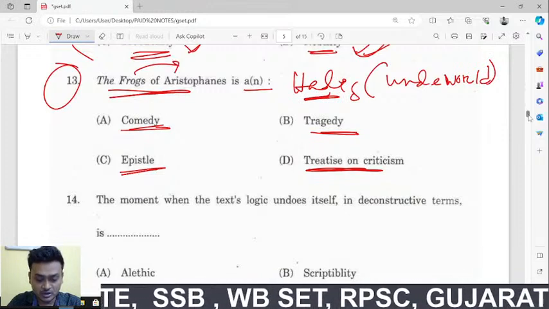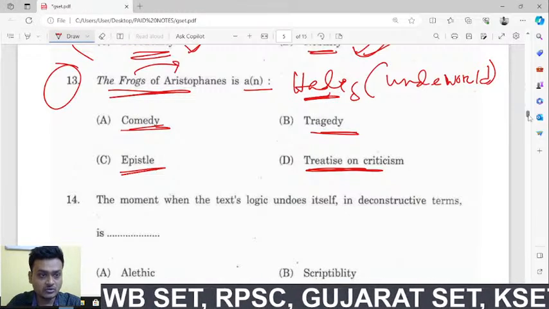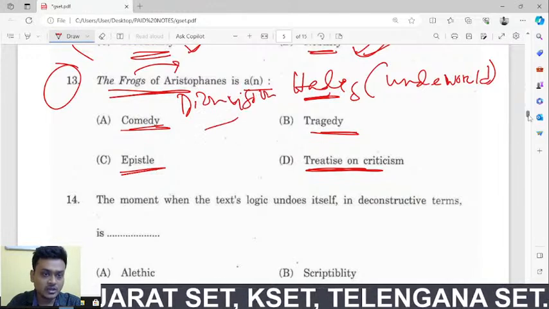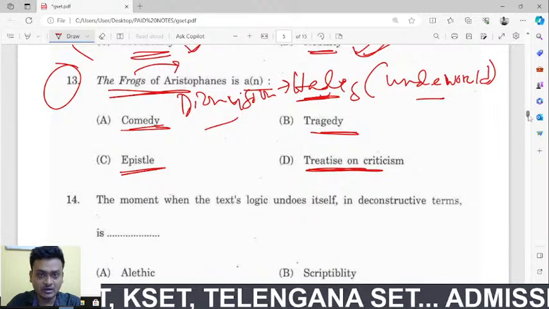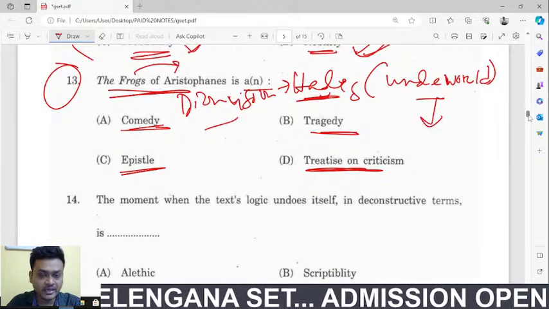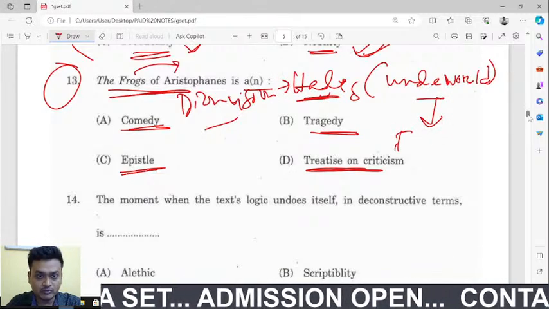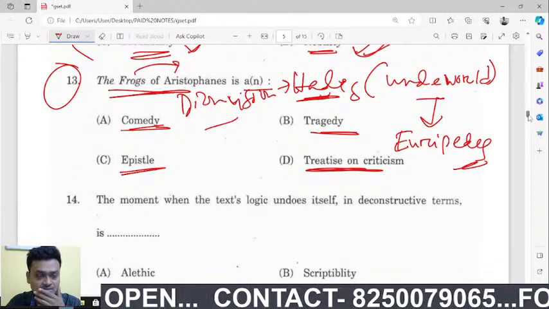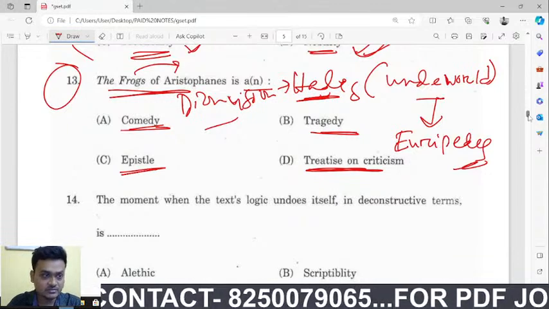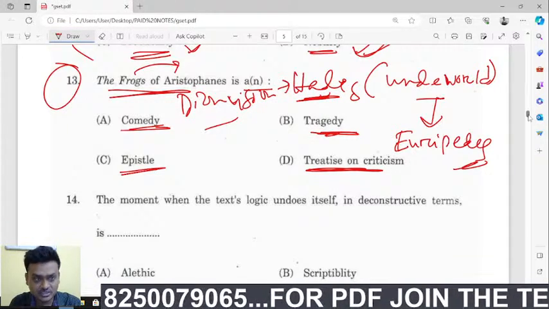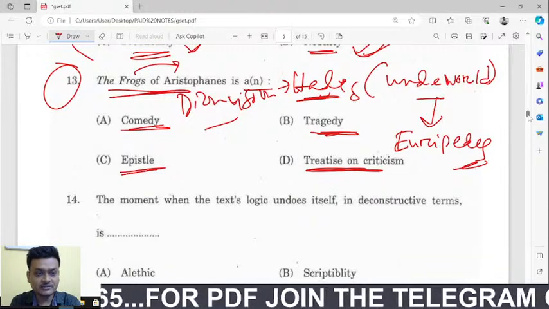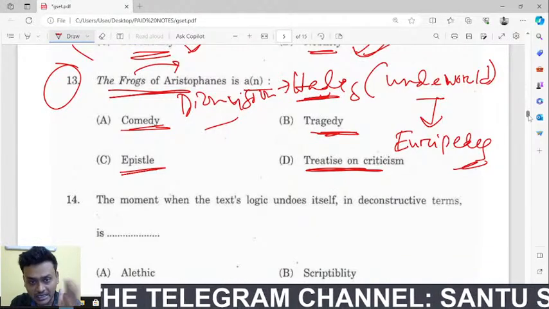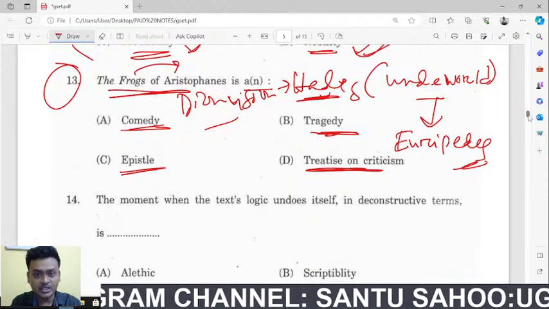Okay, here the god Dionysus is going to whom? Going to where? Going to Hades, that is the underworld, to bring back what? To bring back Euripides. So the Frogs of Aristophanes, where the god Dionysus is going to Hades, the underworld, in order to bring back Euripides.